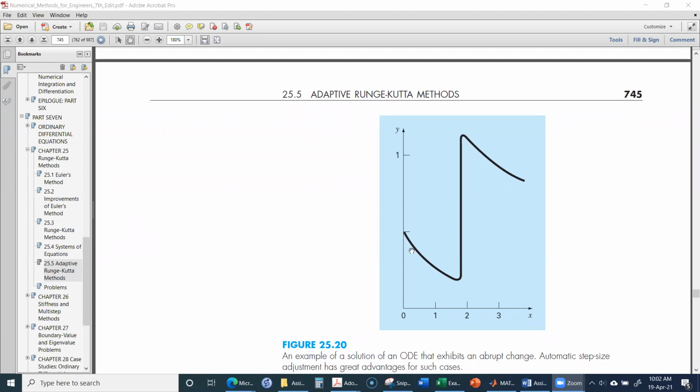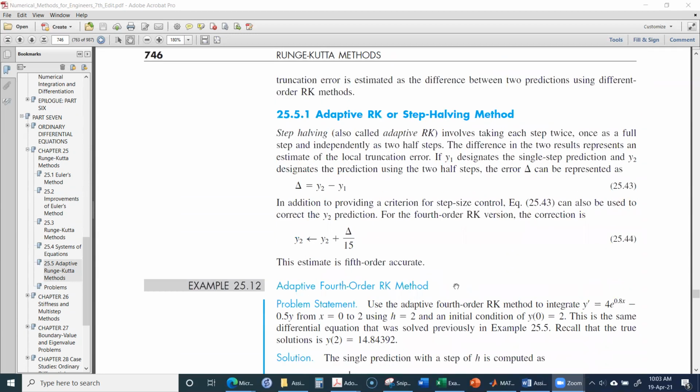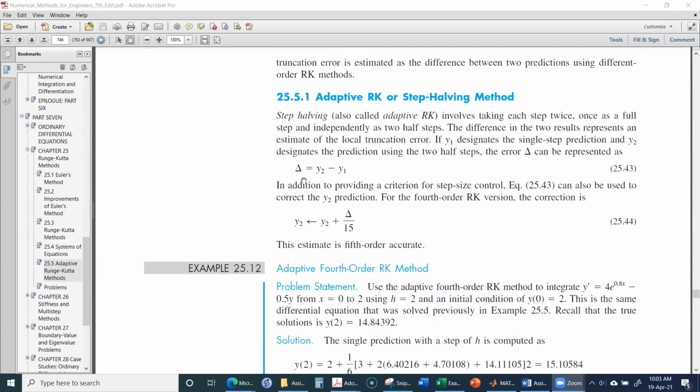For example, that situation can be in the form of a function in which the function suddenly changes some value between different points. So for this purpose, we need to identify the error in the values. There are two methods for finding the error in the function values. One of them is the adaptive Runge-Kutta or step halving method.